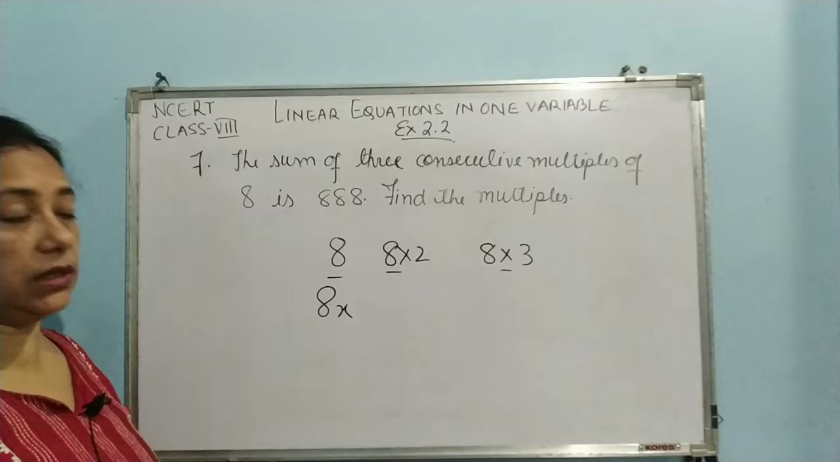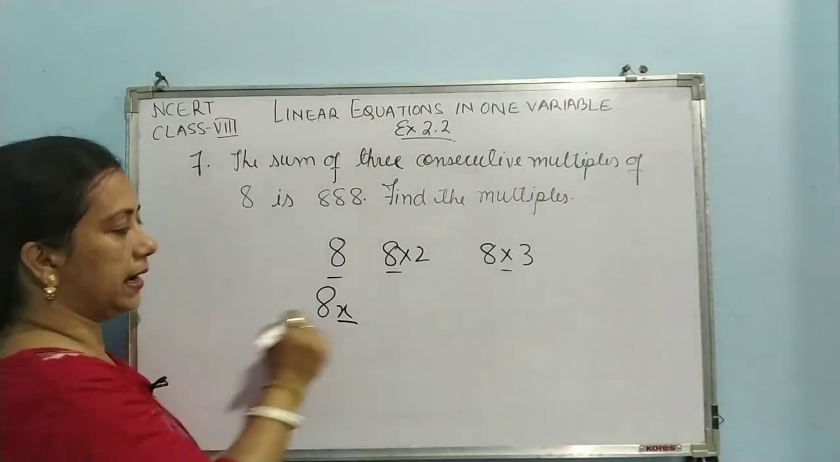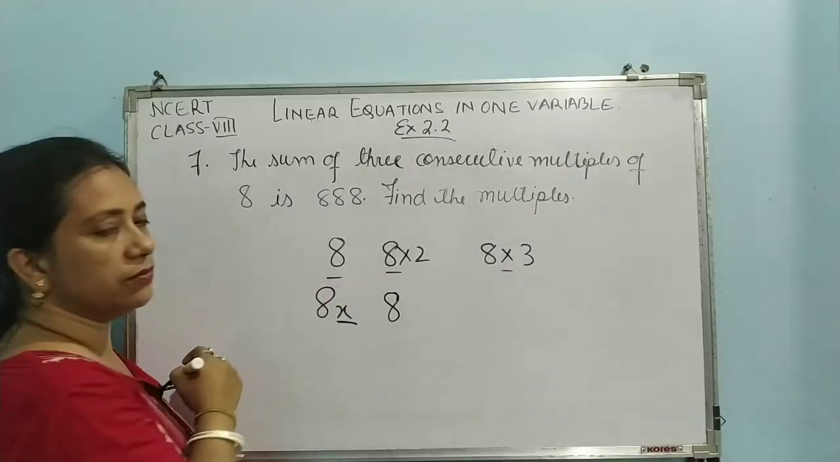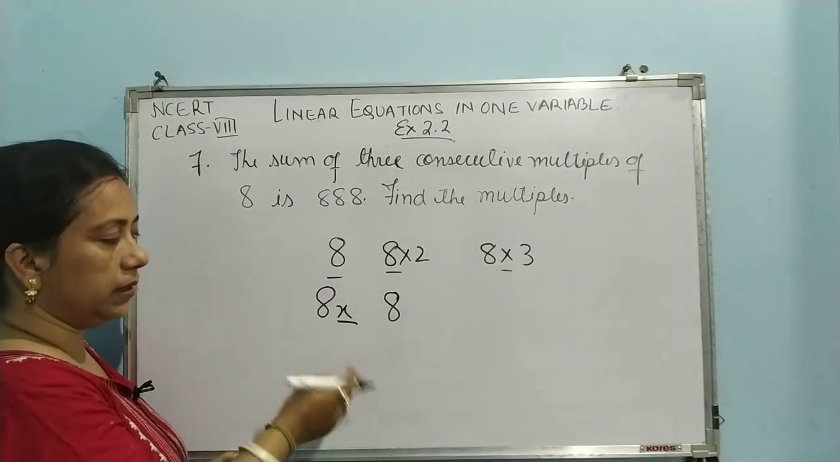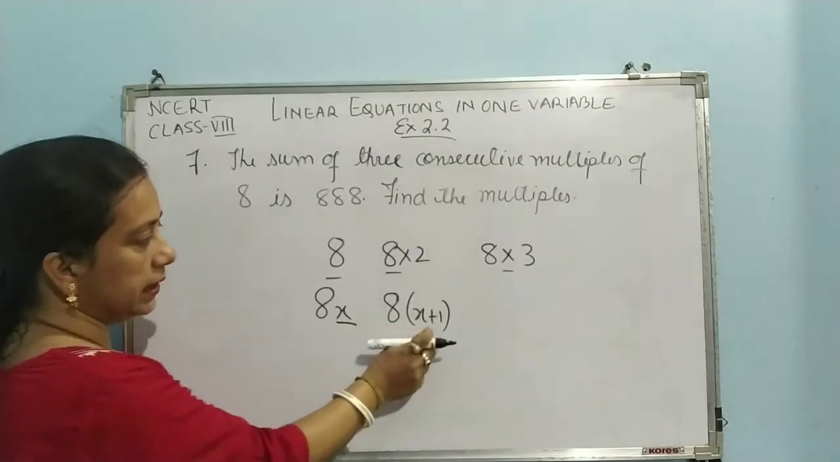It can be 2, it can be 3, it can be 50, whatever. So if my first multiple is 8x, then the next multiple will definitely be 8 into x plus 1. Is it clear to you?